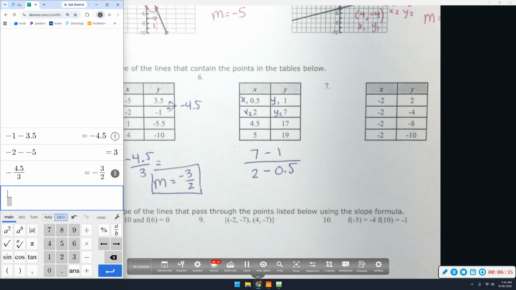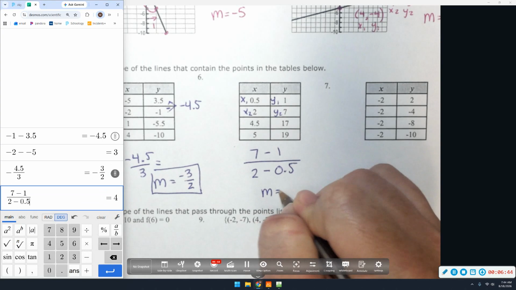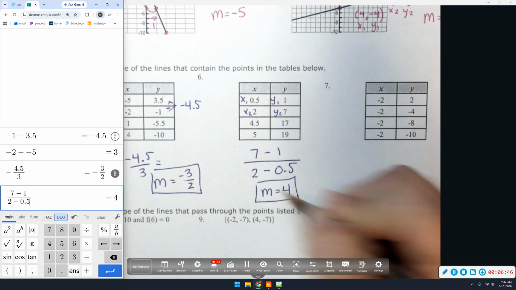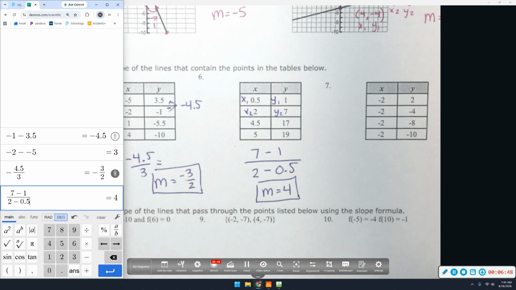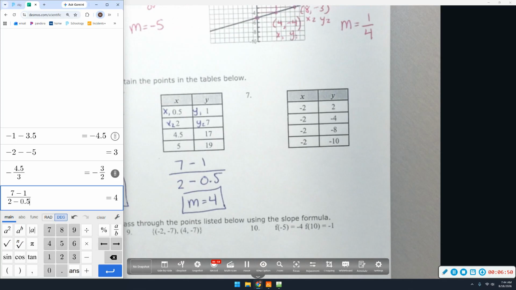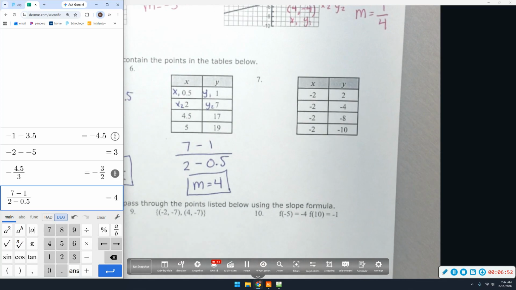So here, remember, click divide first. 7 minus 1 over 2 minus 0.5, and we get 4. Okay, what do we notice on number 7? All the x's are the same.